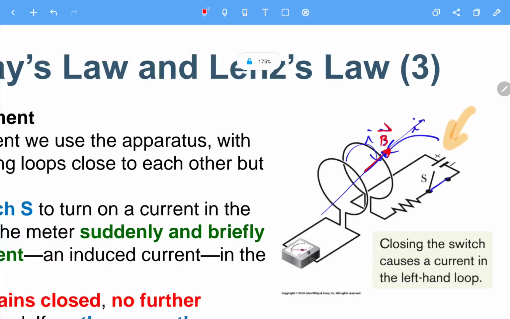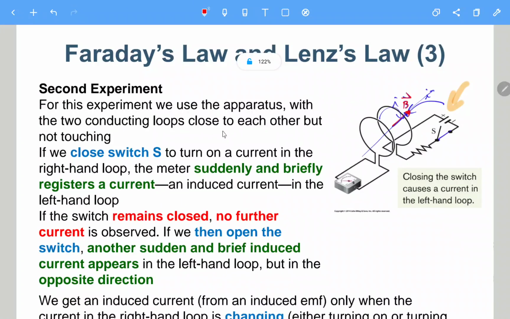So if you just let the switch open, there won't be any current, and there is no B field generated. If we close the switch, there will be current, and it generates a B field pointing to the top right direction. Here it says, for this experiment, we use an apparatus, a device with two conducting loops close to each other, but not touching. If we close the switch to turn on a current in the right hand loop, the meter suddenly and briefly registers a current.